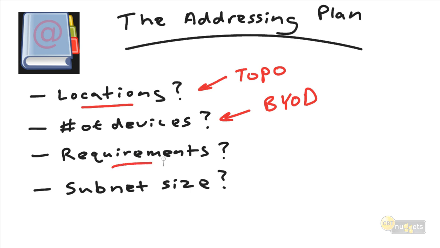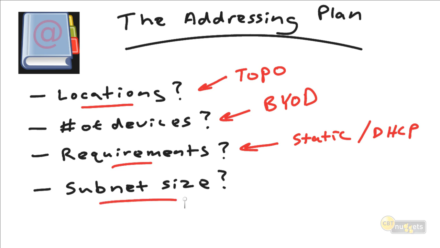What are the special requirements of some of these locations? Here, what we're primarily talking about is what devices will have static addresses versus what devices will have dynamically DHCP assigned addresses. And then the big one, what are the exact subnet sizes that we are going to utilize in the various locations?